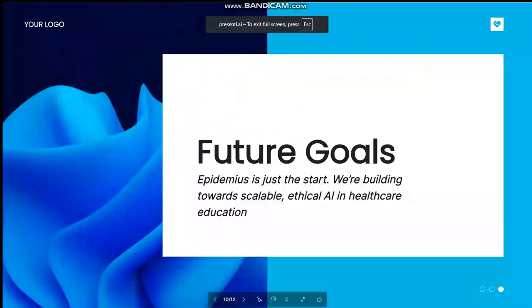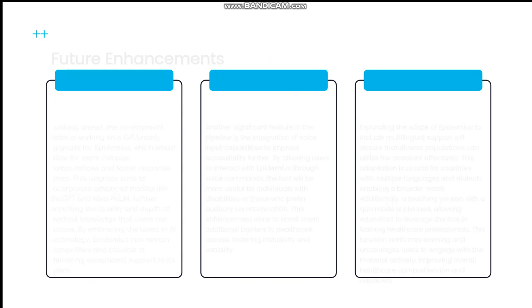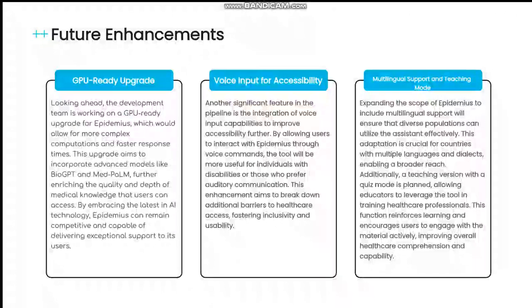Future goals are simple: Epidemius is just a start. We are building towards a scalable, ethical AI in healthcare education. We need a GPU ready upgrade. As for the NLTK lookup error, we are operating in a CPU deployed Hugging Face Space. Some Python libraries like the NLTK Punkt tokenizer are not bundled by default. This can cause a lookup error during runtime.